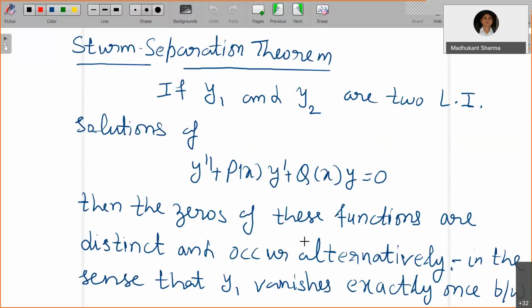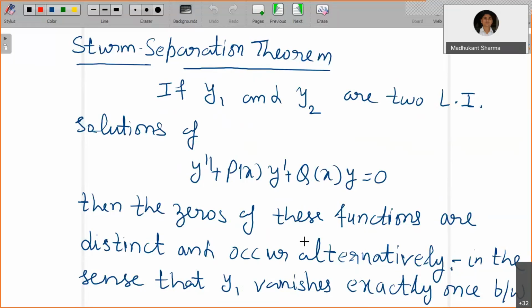You can look at the simple case like y double dash plus y equals 0, for which you have two linearly independent solutions, sin x and cos x. When you plot the graph of this, you can always see that between any two zeros of the sine function, you will have exactly one zero of the cosine function. So that can be given as a simple example of this theorem.